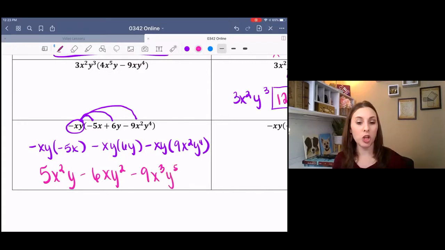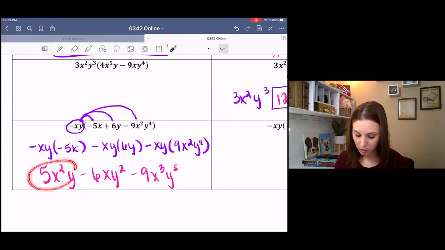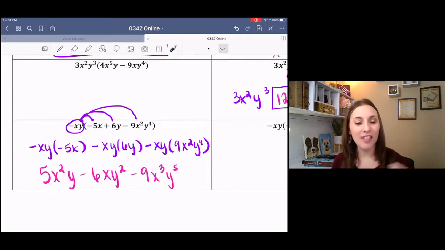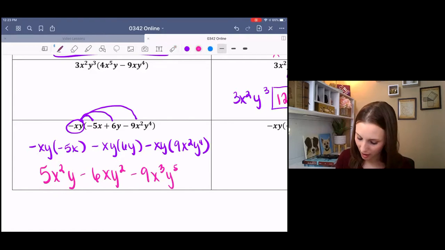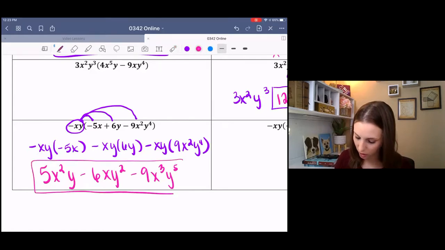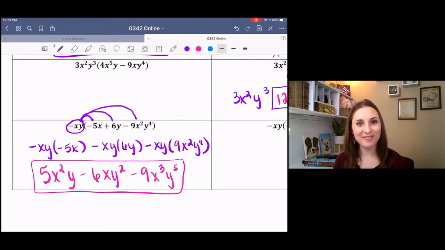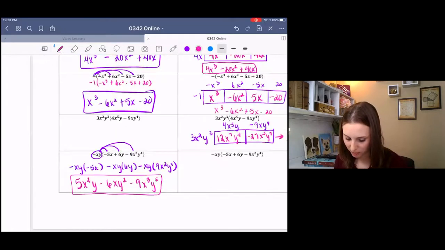At this point, you want to check and see if there's any like terms that you can join together to further simplify. These look close. Are they like terms? No, they're not. We have an x squared and an x, so they're not alike, which means that this is your simplified answer. And that's it. Let's go to the next page.